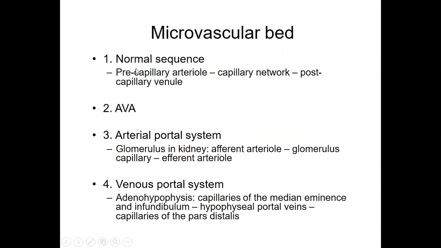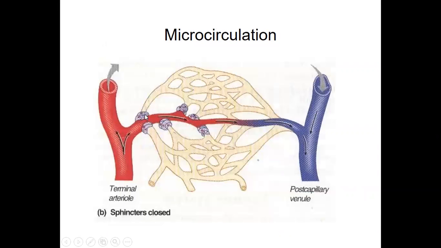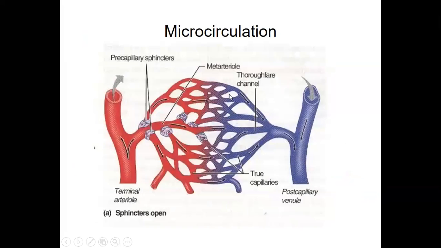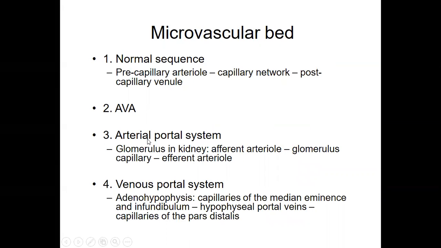And then we have the AVA, arteriovenous anastomosis. This one, arteriovenous anastomosis. And then we have the arterial portal system.